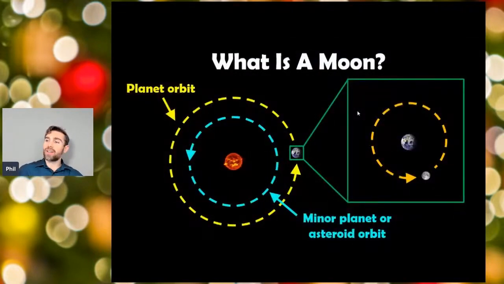So what is a moon? Well, the key thing about a moon is that it will orbit a planet. So I've got a diagram here. You've got the sun in the center and you've got the Earth going around the sun. And then you've got other objects like minor planets, asteroids. They also go around the sun as well. But the thing that distinguishes a moon from something like an asteroid or a minor planet or even a planet for that matter is its orbit. And it is the orbit around the planet. So a moon will orbit a planet and a planet then orbits a star. So that is one of the key defining features of what a moon is.